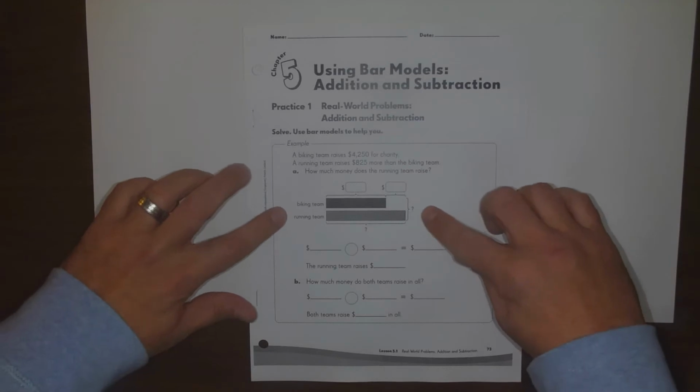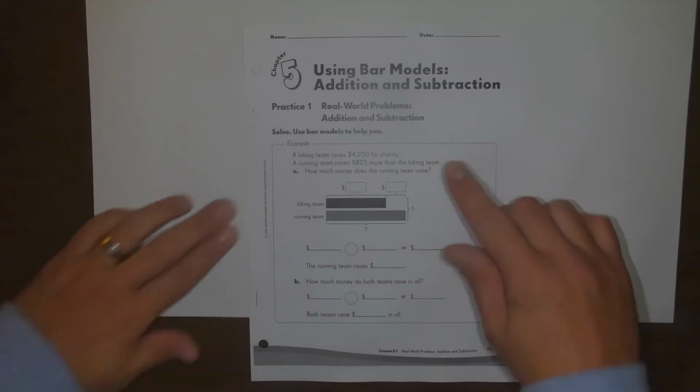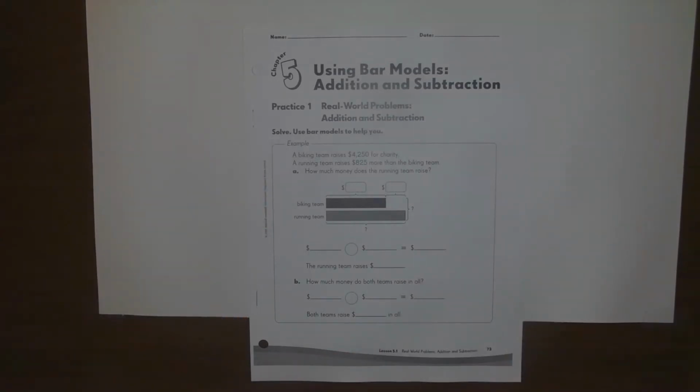This is the new packet I gave you yesterday, and I chose to switch over because this one has the bar models already created. So we've learned a little bit about bar models. Now we're going to just be putting numbers in places, so it should be a little bit easier for you. Please make sure your page looks like this one.